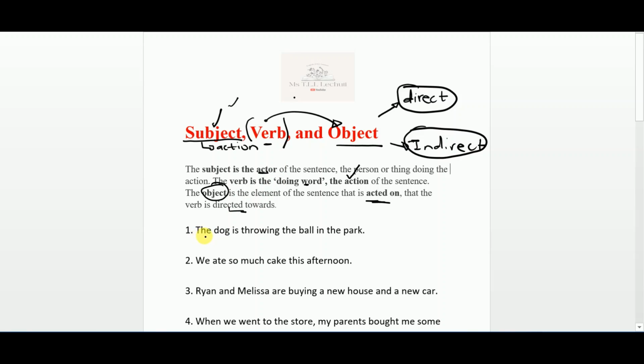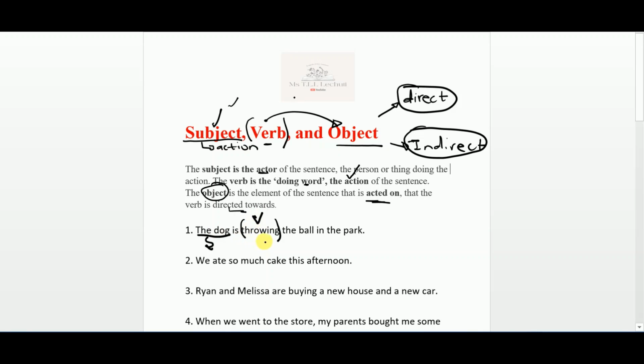Let us see the first one. The sentence says, the dog is throwing the ball in the park. Who is performing the action in the sentence? The dog. So the dog becomes our subject because it is the doer. It is the one performing the action. The kind of action that the dog is performing is to do what? Is throwing. So the word throwing represents the action being done by the dog. This one becomes our verb.